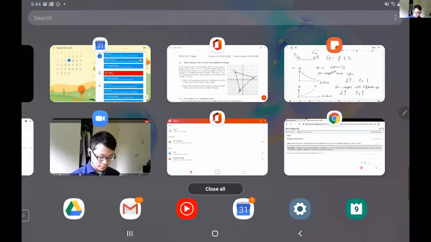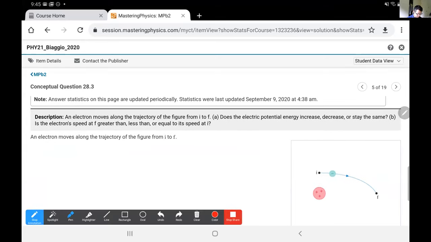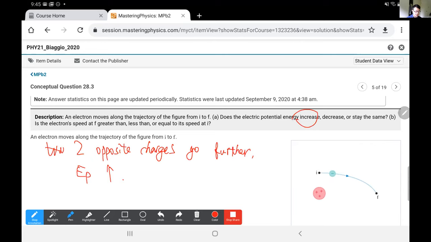Then go back to the Mastering Physics. You see from I to F, the two opposite charges go further. If they go further, then the potential energy increases. Two opposite charges go further, and the potential energy increases. So we choose this one, the potential energy increases.